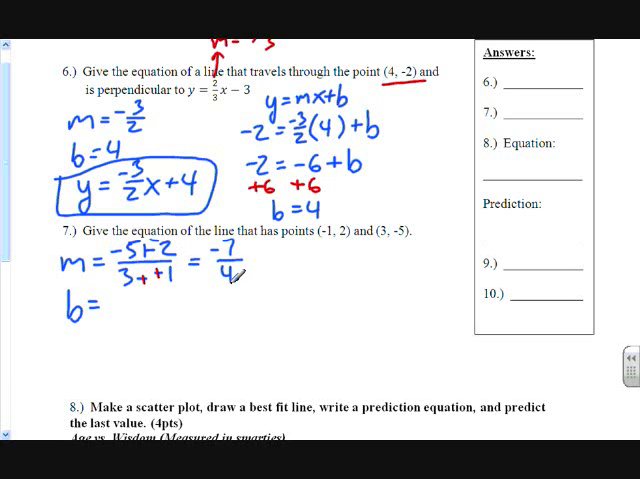Now to find my b value, once again I start with a fresh y equals mx plus b. I plug in what I know, the -7/4.